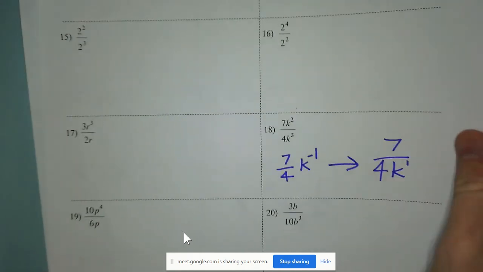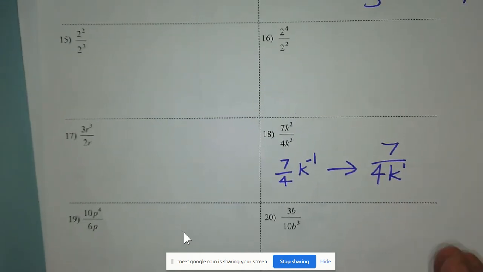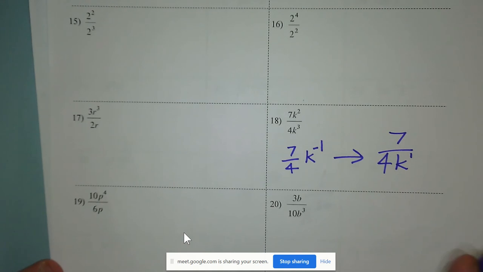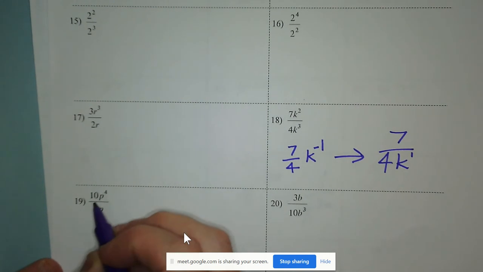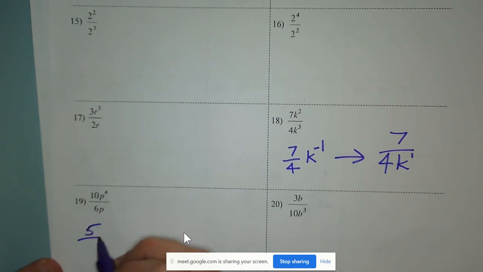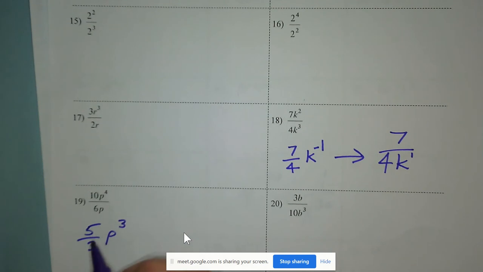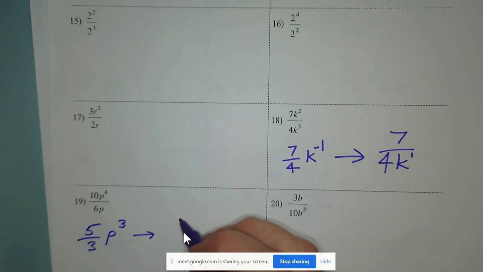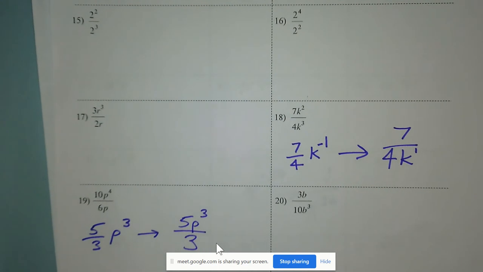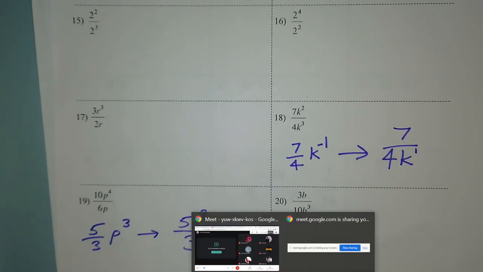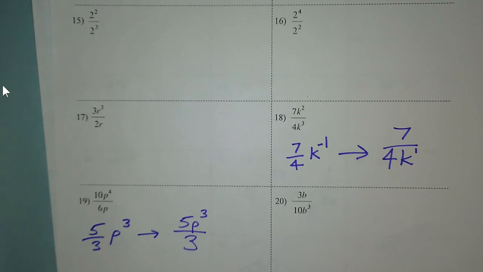Page 2. There was a lot of subtracting of exponents on this page. Number 19, you should have got 5 over 3, because those just reduce, and then p to the third. 10 over 6 becomes that. p to the fourth over p becomes p to the third, which may be the slightly better way to write that, all in one fraction: 5p to the third over 3.